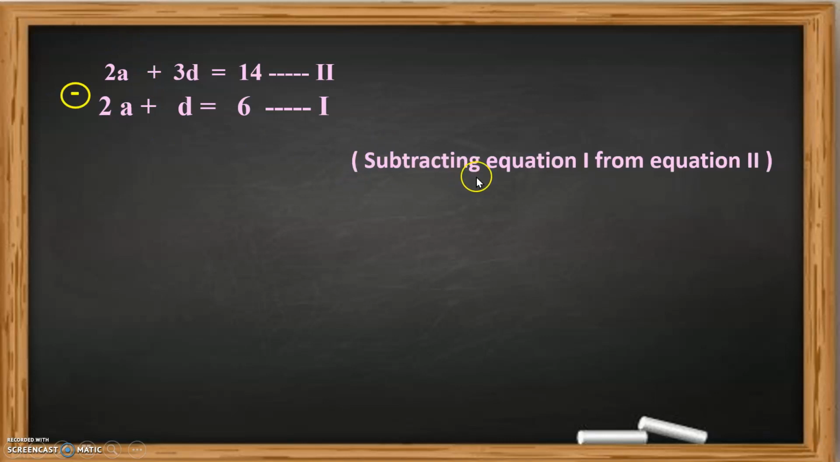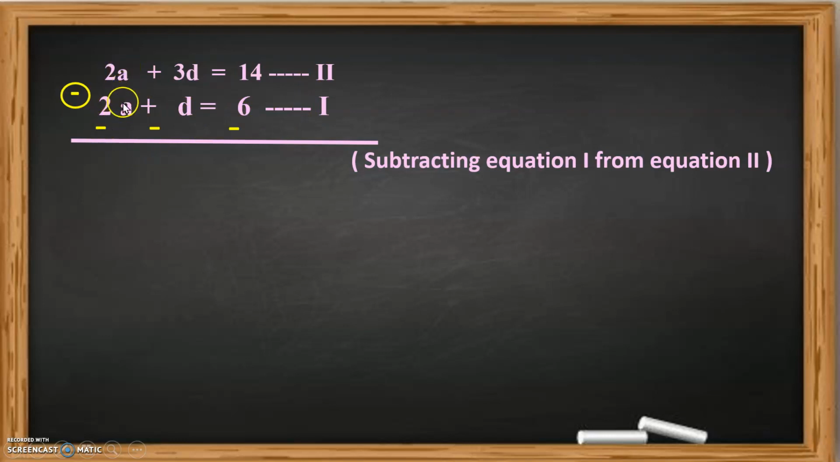So what am I going to write? Subtracting equation 1 from 2. Now I am doing 2 minus 1, so I have to subtract equation 1 from equation 2. So when I subtract, children, I have to change the signs of the second equation, that is the equation which is written second.